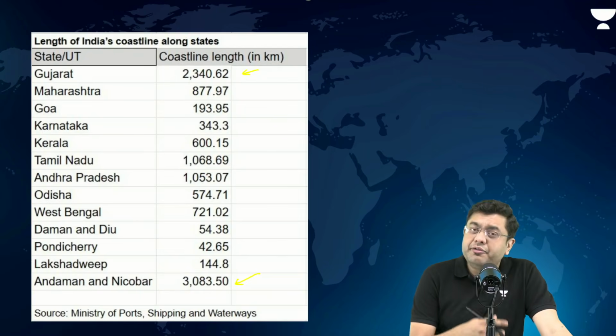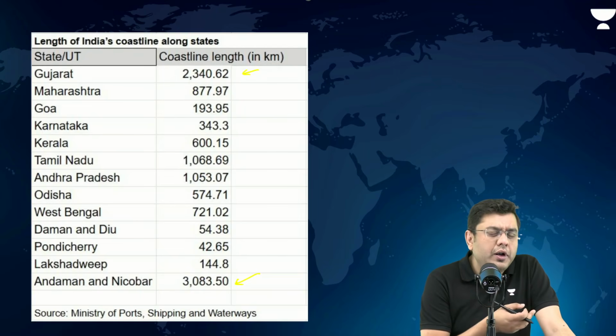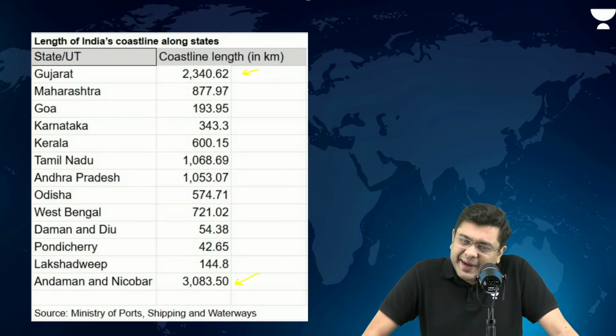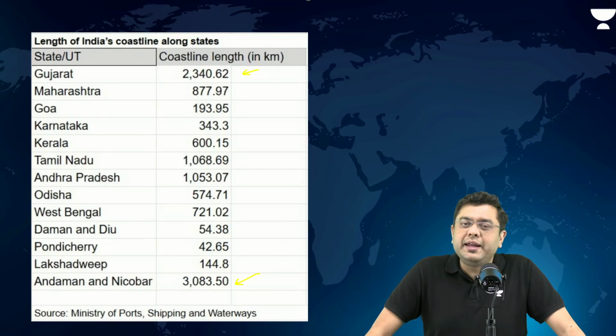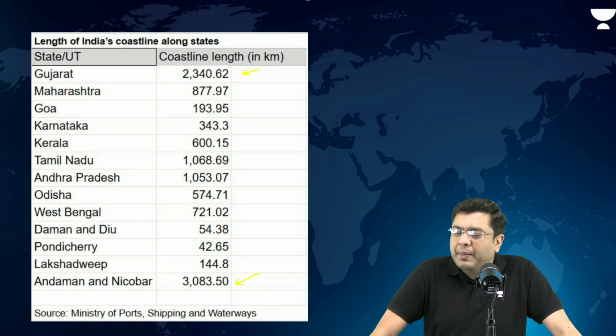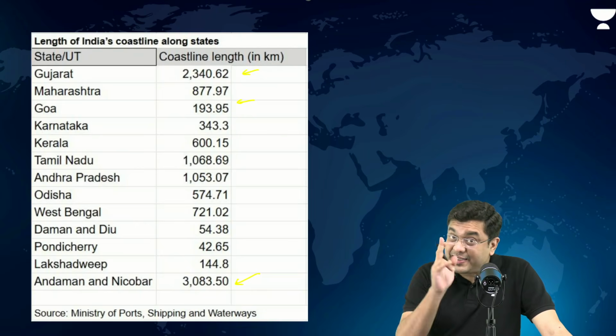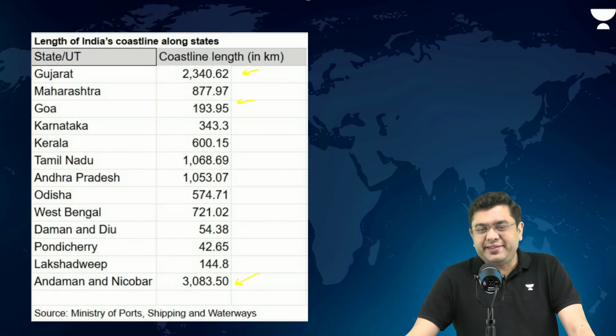Then you will have Lakshadweep, which is very, very small. So that is why the length of the coastline there is not very high. Amongst the states, the largest coastline is with Gujarat. Amongst the states, the shortest coastline is with, okay, amongst the states. I'm not talking about the UTs here.